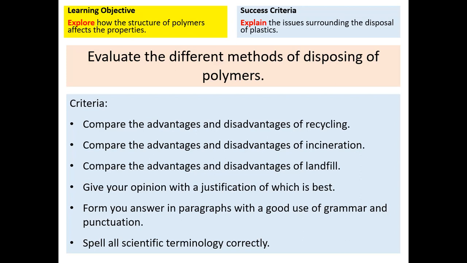Now, remember, you can't just list. You can't just say, this is a disadvantage, that it gives off carbon dioxide. You would need to say why that is a bad thing. You've got to elaborate on these rather than just listing a load of features. So there's your criteria. Okay, so you've got to compare the advantages and disadvantages of each method. I would go for at least 2 of each. Give your opinion on which one you think is best with a justification. That bit you can't be wrong. Your opinion is your opinion, but you've got to back it up with a justification.